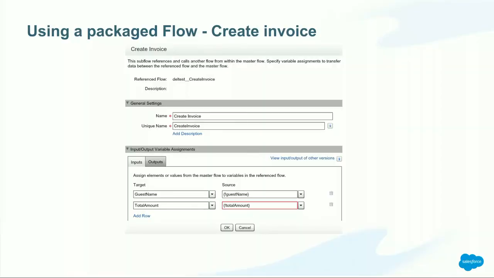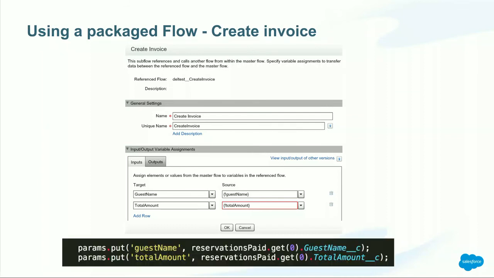This flow, this third-party package flow, needs some information such as the guest name and the total amount. As we were invoking the flow once the reservation was paid in the trigger with Apex code, what we can do is modify that trigger code and include the information that this flow is going to need. These flows, as they come from a package, will have a namespace, as anything that comes from a package in Salesforce.